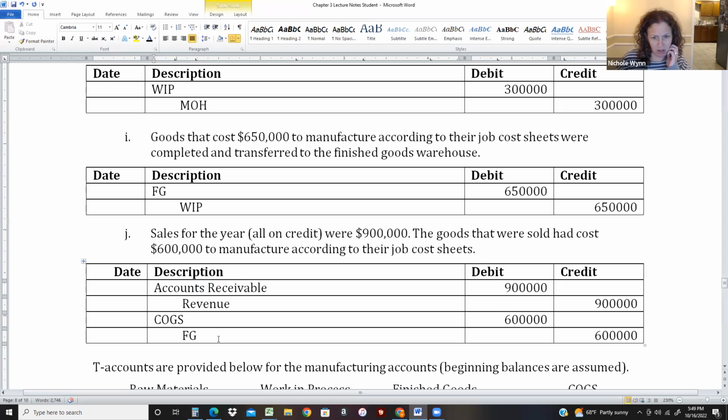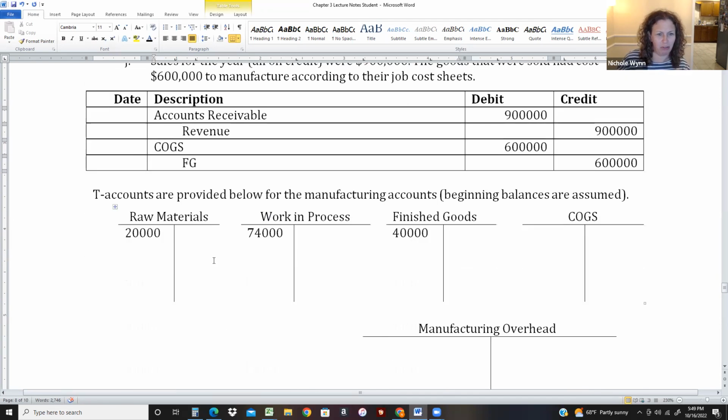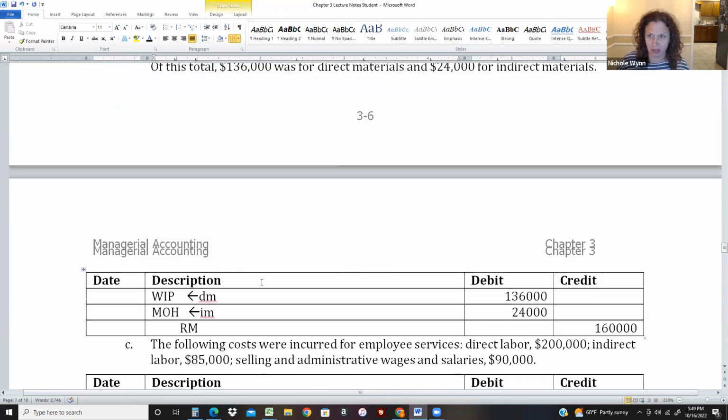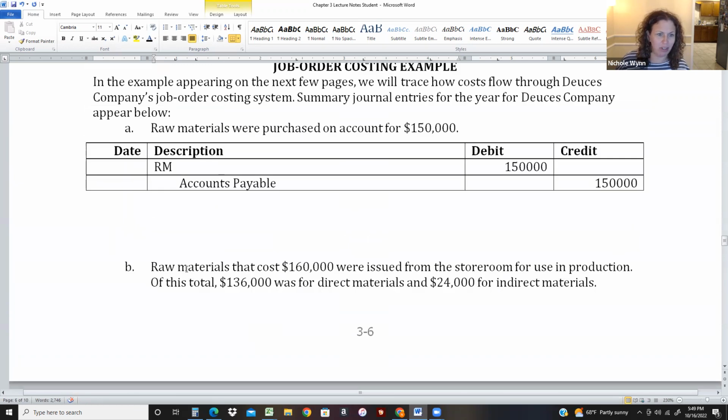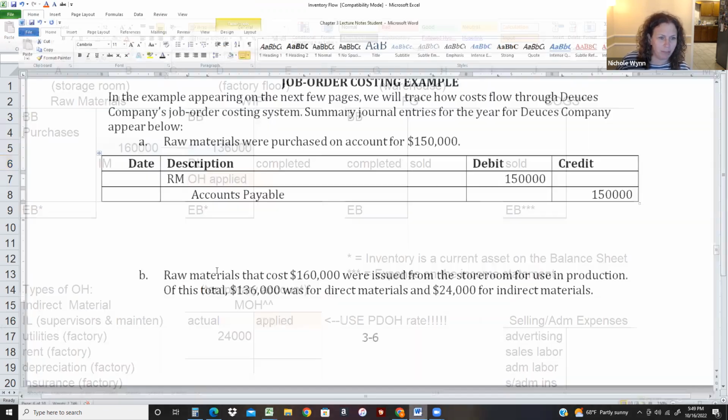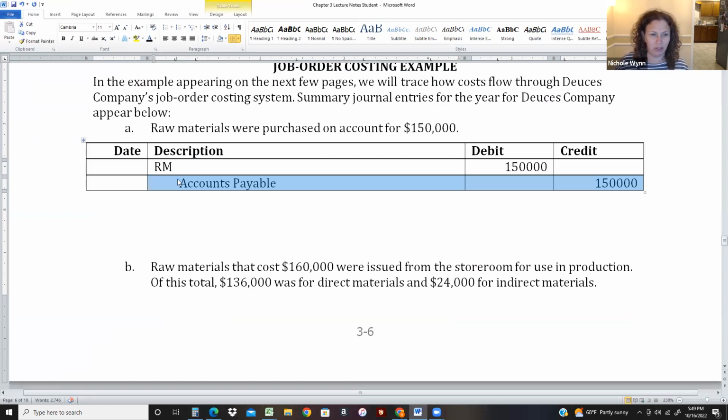So now what I want you to do is, I went ahead and put in the beginning balances for you, but I want you to post these transactions into the T's. So go ahead and hit pause. I want you to post each of these transactions into the T's. Notice that I didn't give you a T account for accounts payable. The only T accounts I'm going to give you are raw material, WIP, finished goods, cost of goods sold, and MOH. Just those T's. I want you to put the numbers in, and then find the ending balances in each.